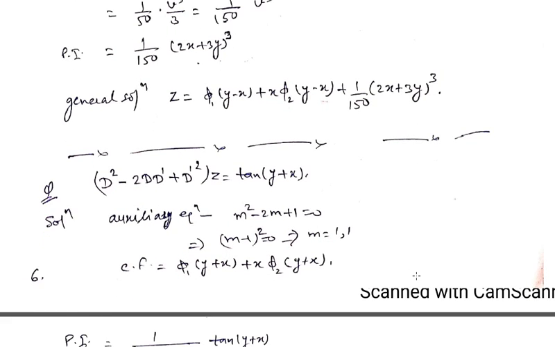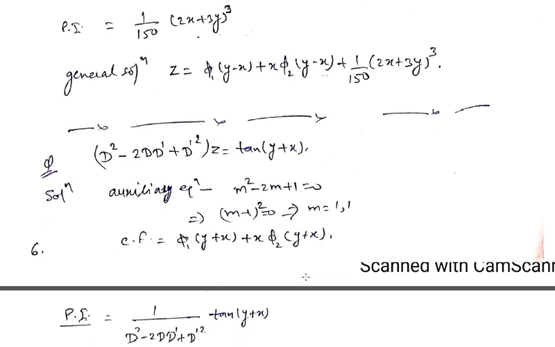There is one more problem. (D² − 2DD' + D'²) z = 10y + x. First calculate CF. Its auxiliary equation is m² − 2m + 1 = 0, or (m − 1)² = 0. It gives m = 1 and 1. So CF is φ1(y + x) + x φ2(y + x).